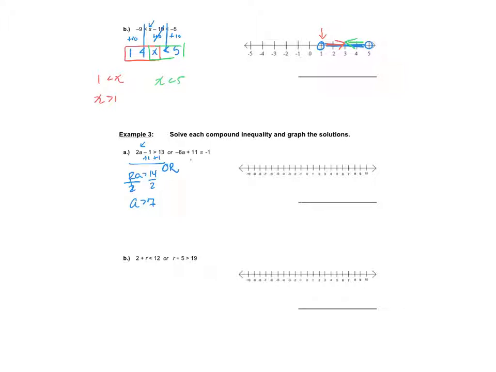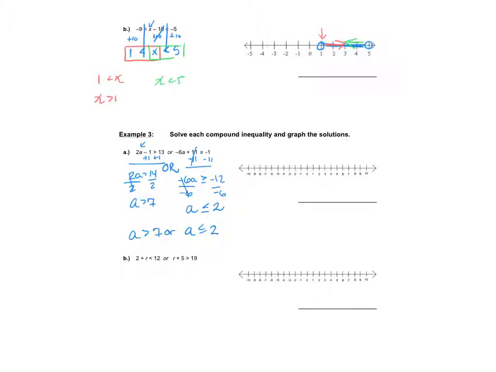Okay, on the right-hand side, subtract 11 from both sides. Negative 6a is greater than or equal to negative 1 minus 11 is negative 12. Divide both sides by negative 6. I'm dividing by a negative here, so I have to flip my inequality sign. So a is less than or equal to negative 12 divided by negative 6 is positive 2. So remember, whenever we're multiplying or dividing by a negative, we flip our inequality sign. So my final answer is just a is greater than 7 or a is less than or equal to 2.